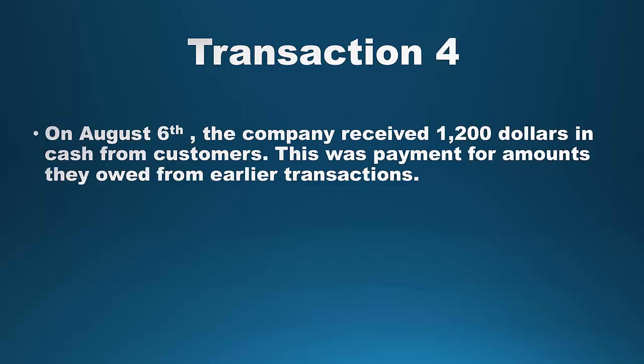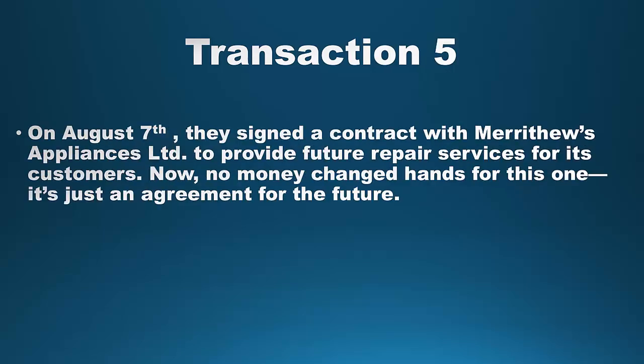4. On August 6th, the company received $1,200 in cash from customers. This was payment for amounts they owed from earlier transactions. 5. On August 7th, they signed a contract with Merithew's Appliances Ltd. to provide future repair services for its customers. Now, no money changed hands for this one. It's just an agreement for the future.